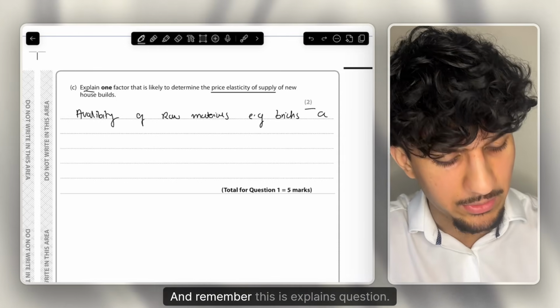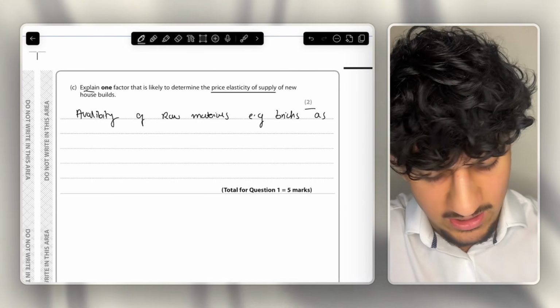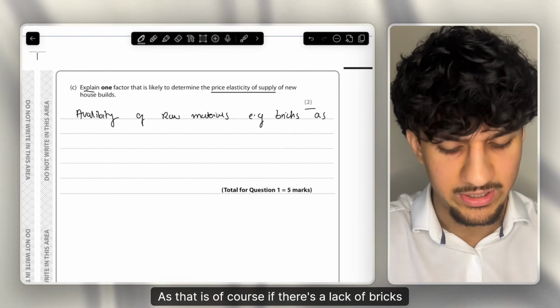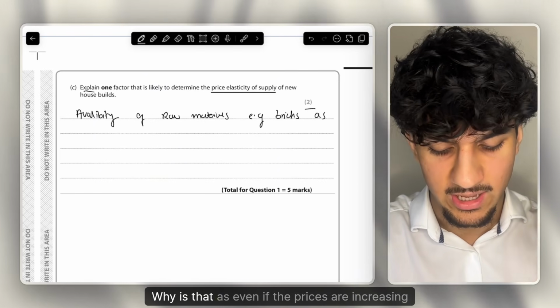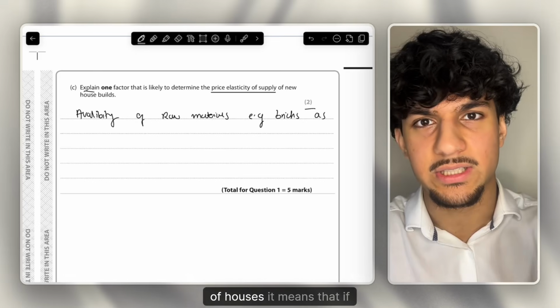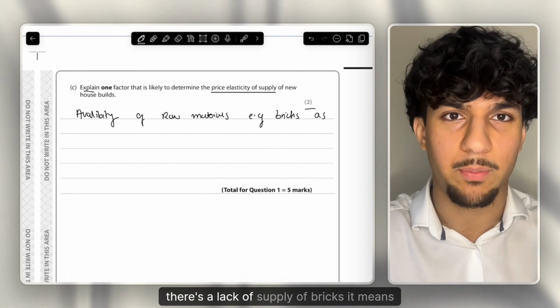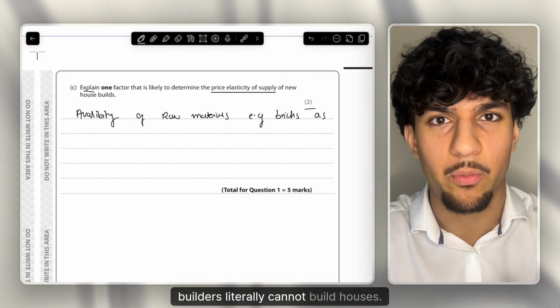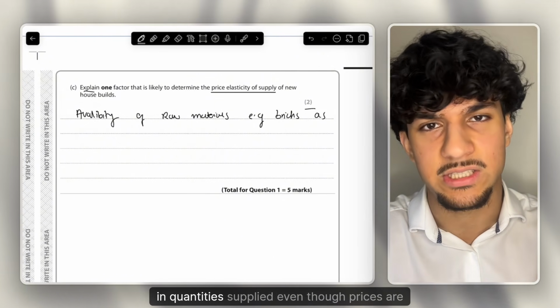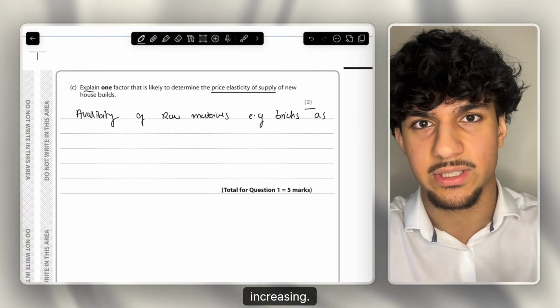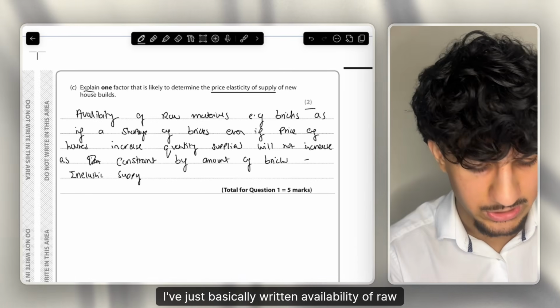And why is that? And remember, this is an explain question, so why is that? Of course, if there's a lack of bricks, how is it going to affect the supply? It's going to mean the supply is inelastic. Why is that? As even if the prices of houses are increasing, if there's a lack of supply of bricks, it means builders literally cannot build houses. Therefore, there will not be a responsive increase in quantity supplied, even though prices are increasing. Yeah, so this is basically written availability of raw materials, e.g.